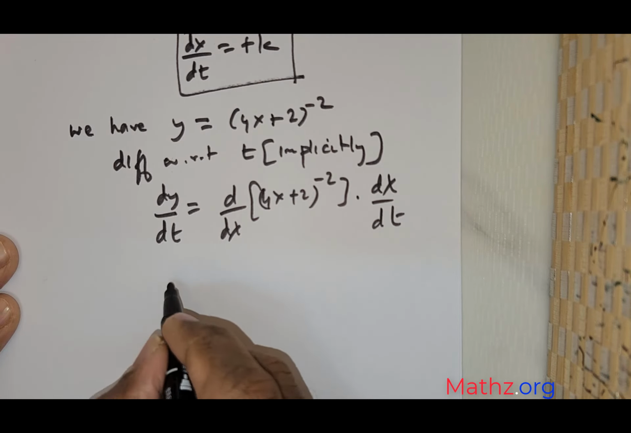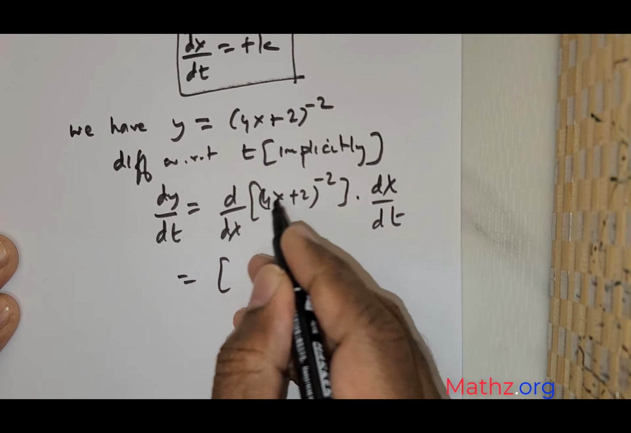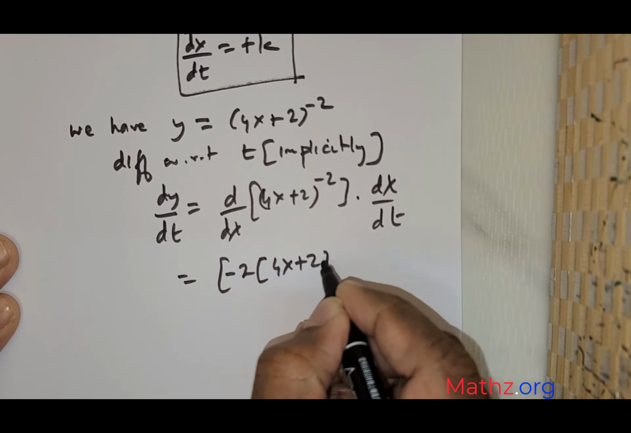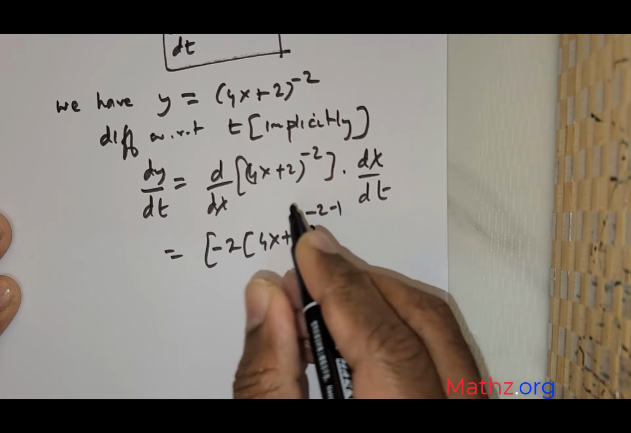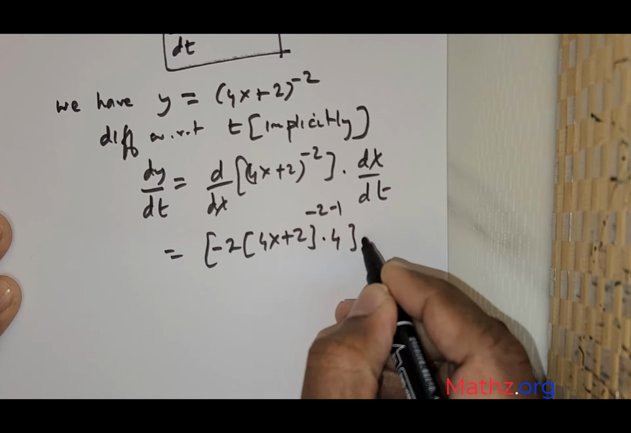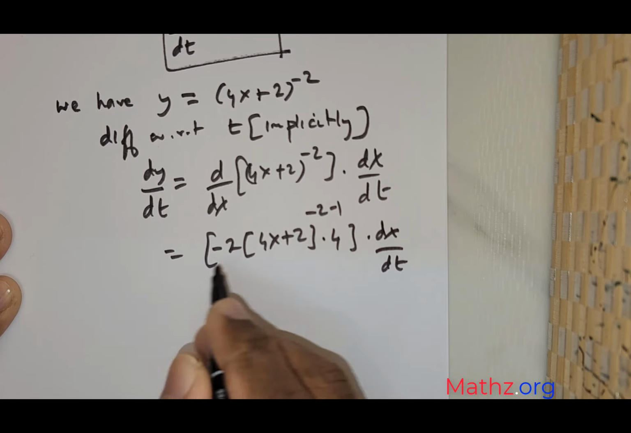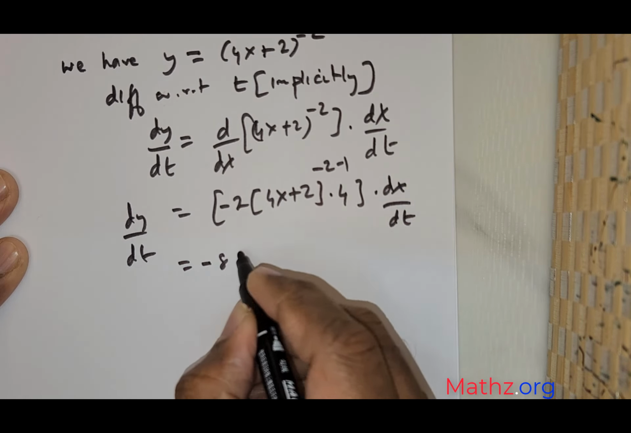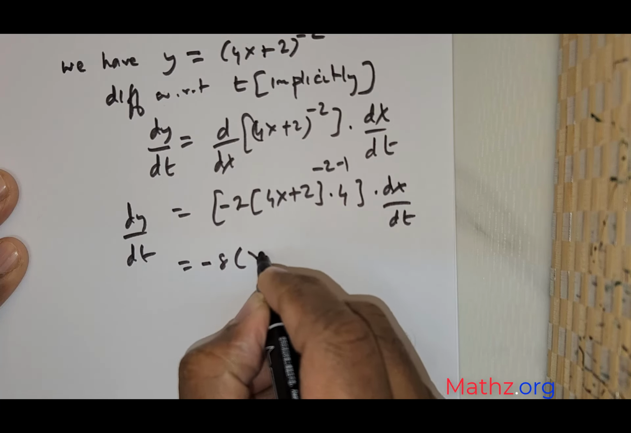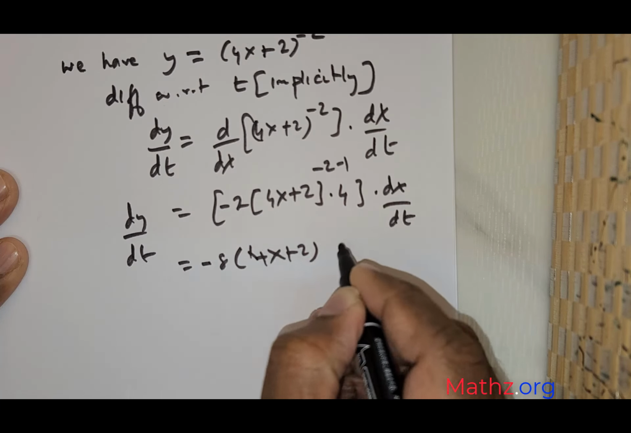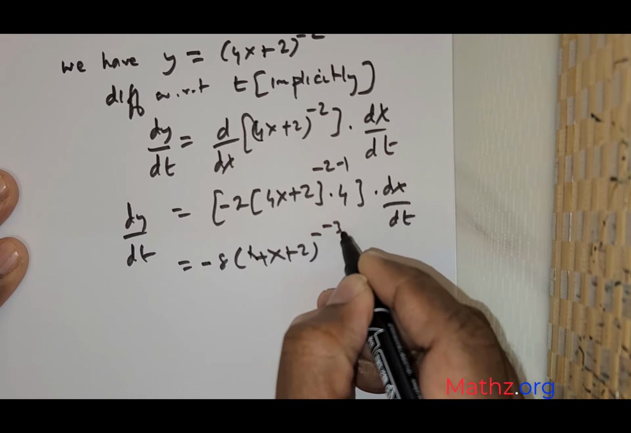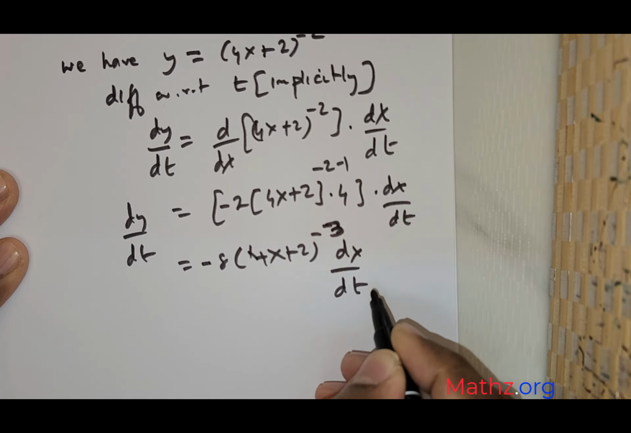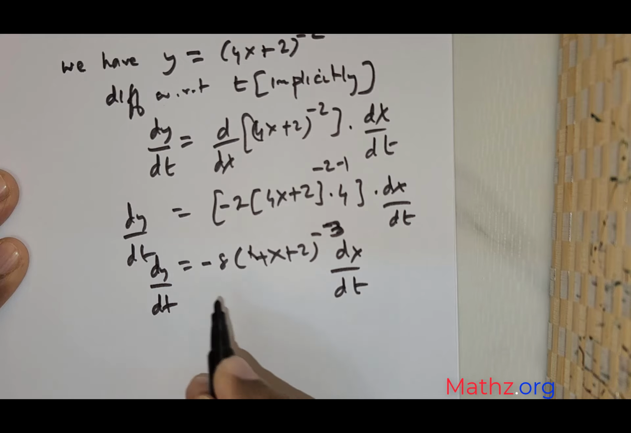Now this is a straightforward differentiation. Differentiating with reference to x, it is going to be negative 2 times (4x + 2) raised to the power of negative 2 minus 1, times the derivative of 4x, which is 4, retaining dx/dt as it is. So this is dy/dt. 4 times 2 is 8, so it's negative 8 times (4x + 2) raised to the power of negative 3, right? So let me write it like this: negative 3 multiplied with dx/dt. Here I have dy/dt.